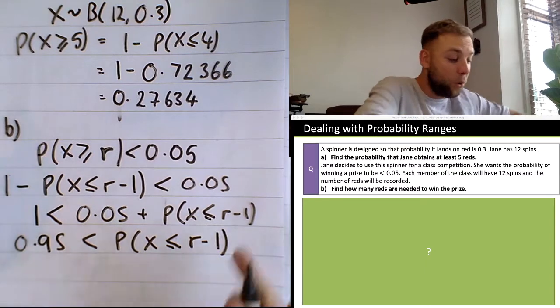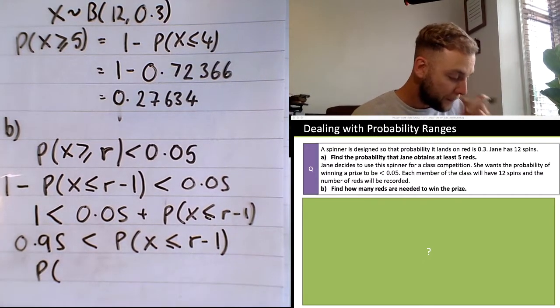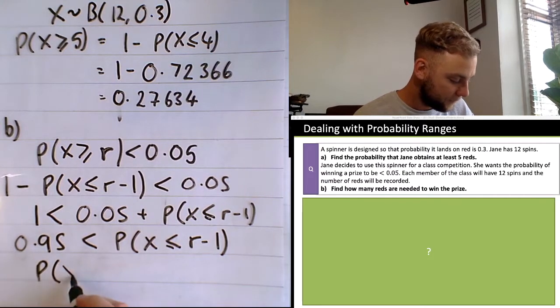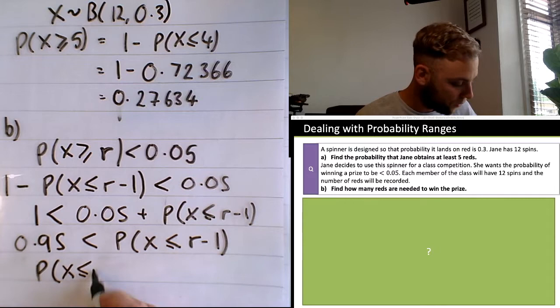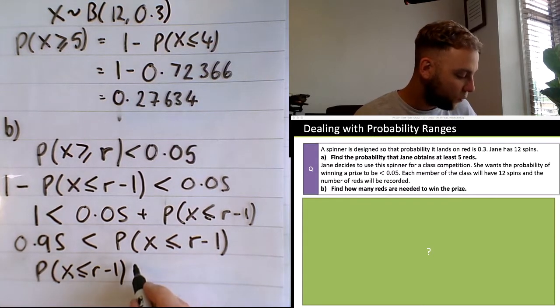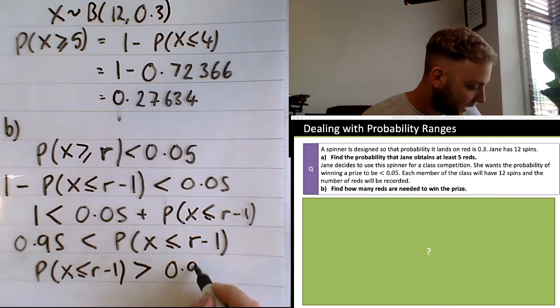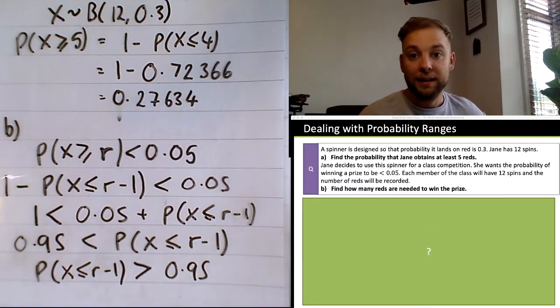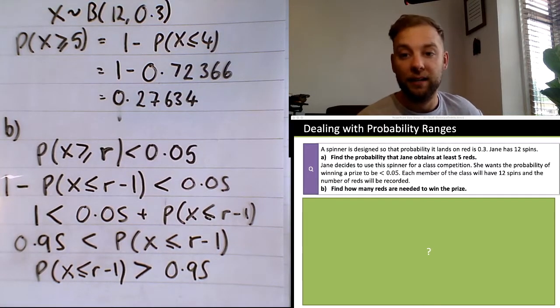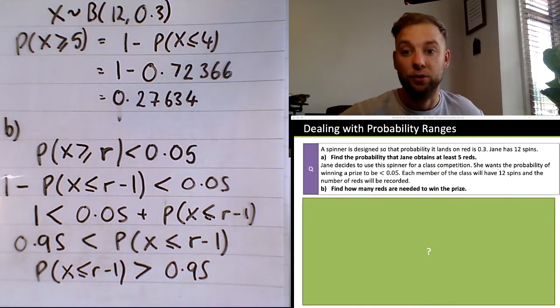So if I flip all of this round, what I'm looking for is the first time that the probability that X is less than or equal to R minus 1 is greater than 0.95. Okay? This is what I'm looking for. Now, the best way to do this is to use the function we haven't used yet, which is the list function.